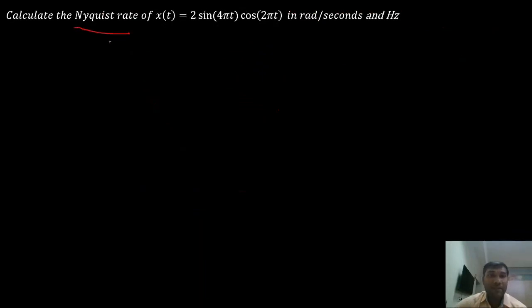Calculate the Nyquist rate. Nyquist rate is nothing but Fs equals 2 Fm. So we'll find Fm first and then Fs. In the question they have asked to find the Nyquist rate in two different forms. One is Hertz, which we generally do. The other one is radians per second, which is nothing but omega. And Hertz is nothing but F. So generally we'll find first in F.